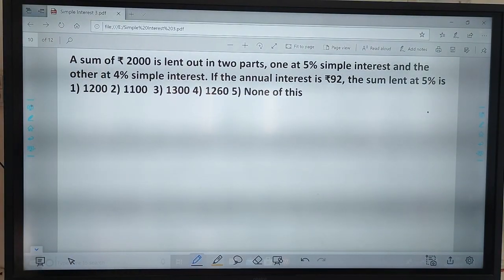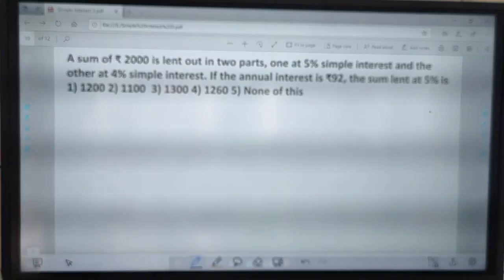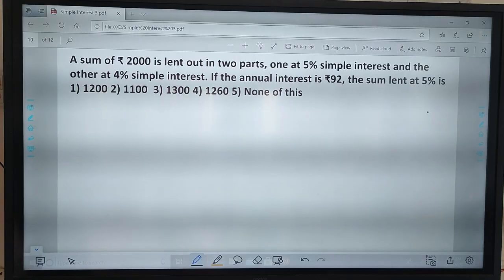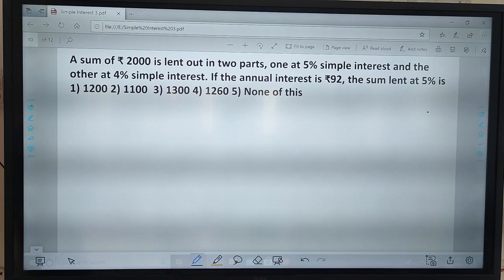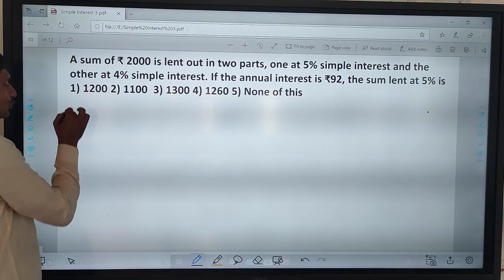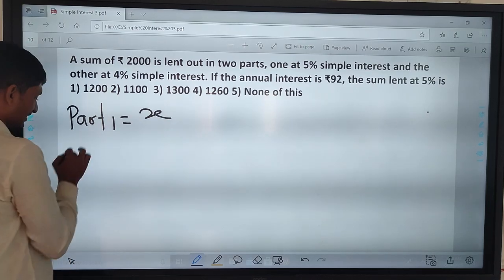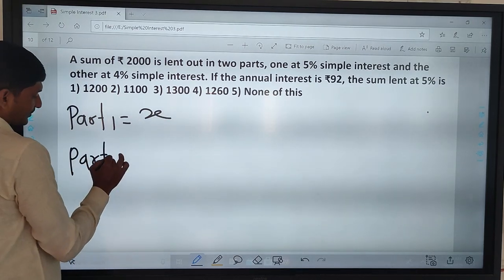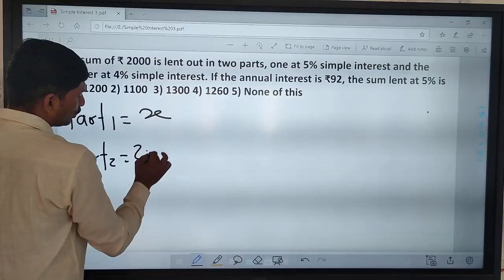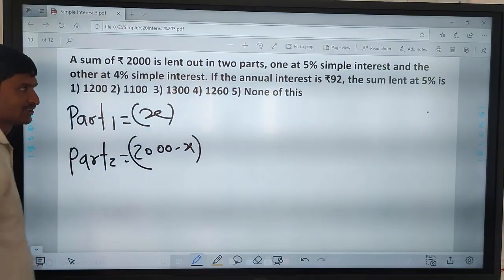A sum of 2000 is lent out in two parts, one at 5% simple interest and the other at 4% simple interest. If the annual interest is 92, then the sum lent at 5% is? Here there are two parts. Part 1 is x, then part 2 of the sum is equal to 2000 minus x.